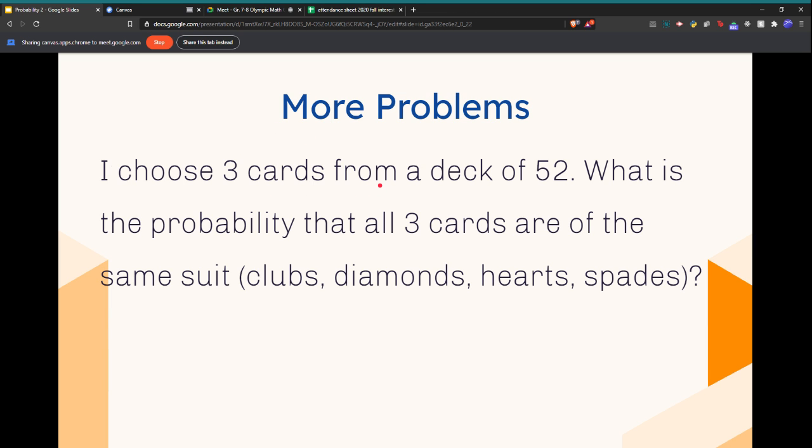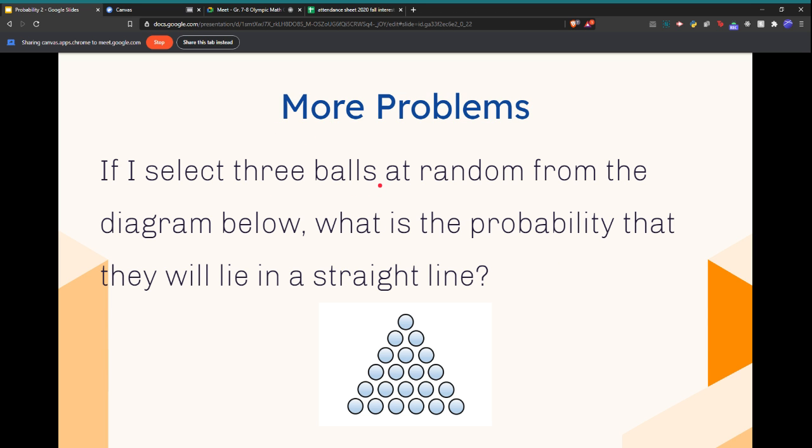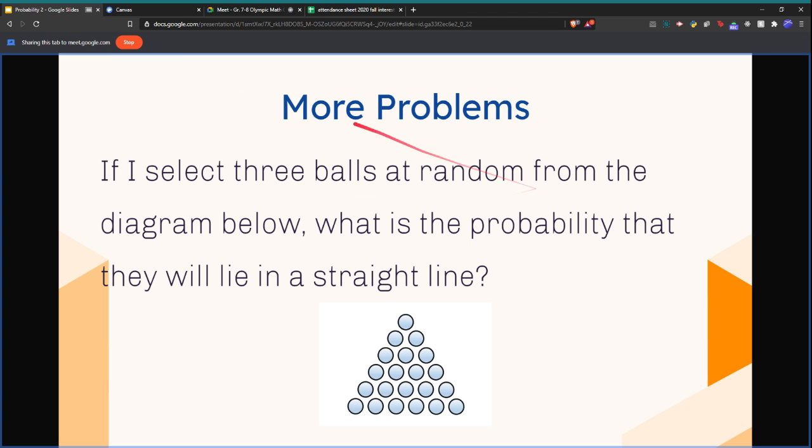Okay, let's move on to the final problem. Yep, this is the final one. If I select 3 balls, oh, forgot to share the tab. My bad. Here we go. This is the last problem. If I select 3 balls at random from the diagram below, what's the probability that they will lie in a straight line? I'll give you guys a minute to think about it. You don't have to come up with the answer right away.